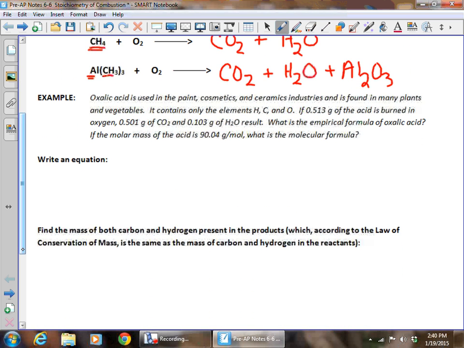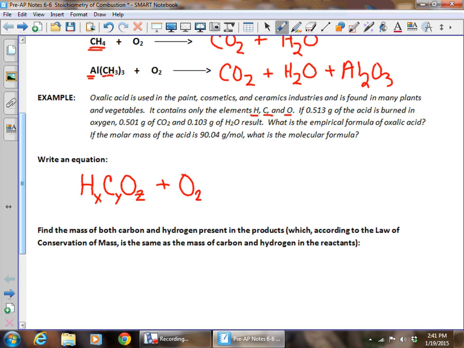Now, if we have an example of this, oxalic acid, it says it's used in the paint, cosmetics, and ceramics industry, and it's found in many plants and vegetables. And it contains only the elements H, C, and O. Now, that's important because the hydrogen, carbon, and oxygen tells us what our fuel, what our original substance is going to contain. This one says hydrogen, carbon, and oxygen. The whole goal of this problem is to figure out what the X, Y, and Z subscripts are. We're going to determine the empirical formula, and we don't know them now, so that's why we're going to put the X, Y, and Z there.